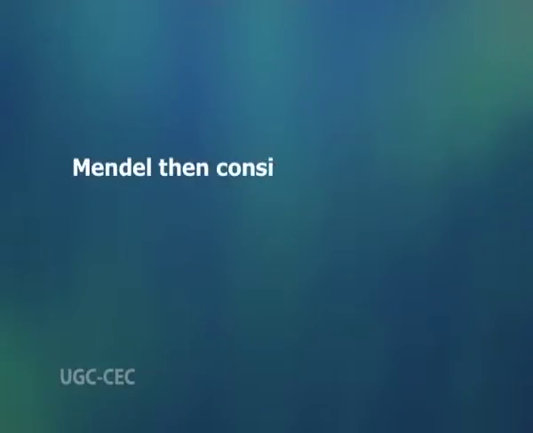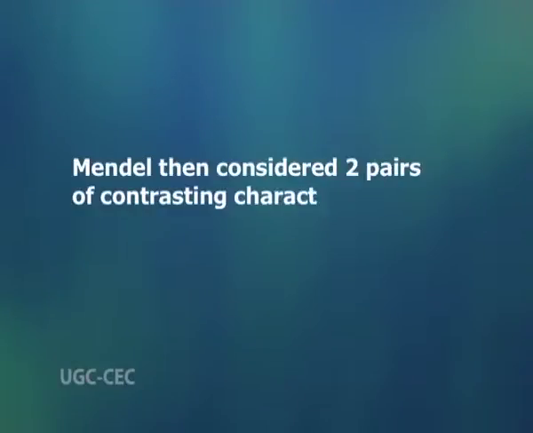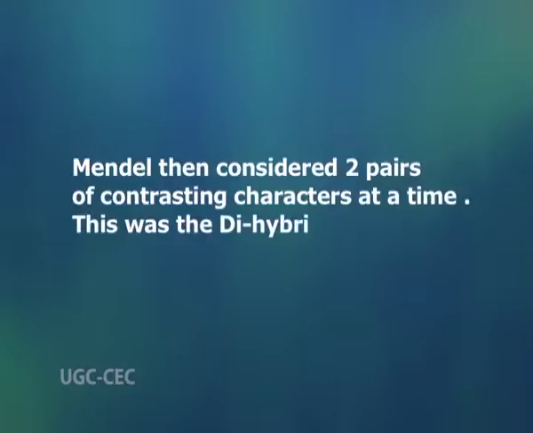However, every trait was represented by its factor which appeared and could be seen in the second generation. A character may remain masked but is surely not lost in any generation. It can be expressed and seen in the ensuing generations. After many such cross experiments were carried out for a single character at a time, Mendel then considered 2 pairs of contrasting characters at a time. This was the dihybrid cross.